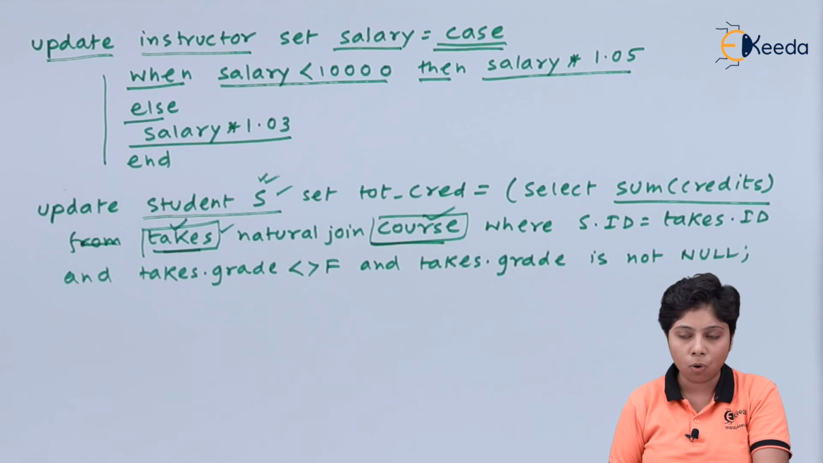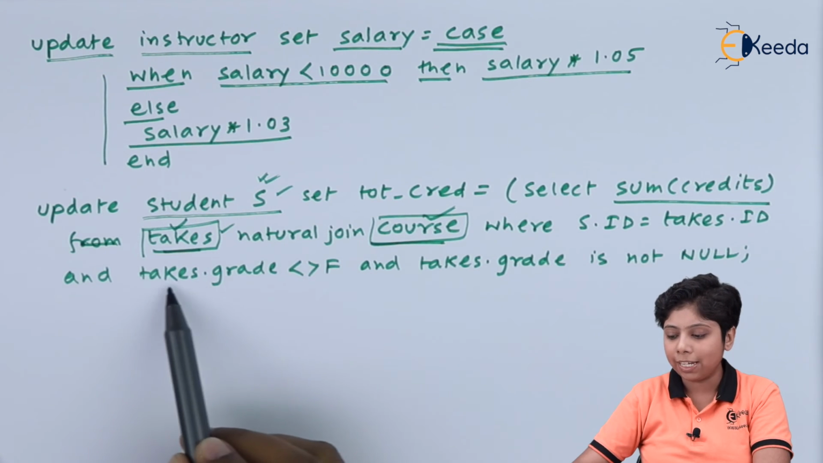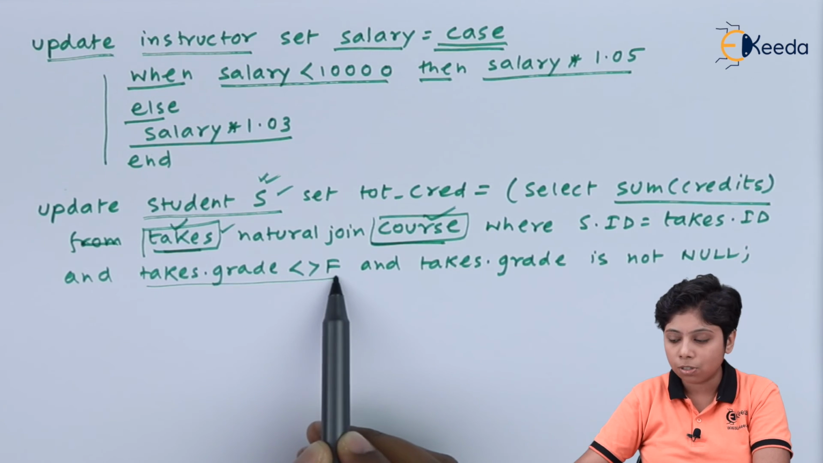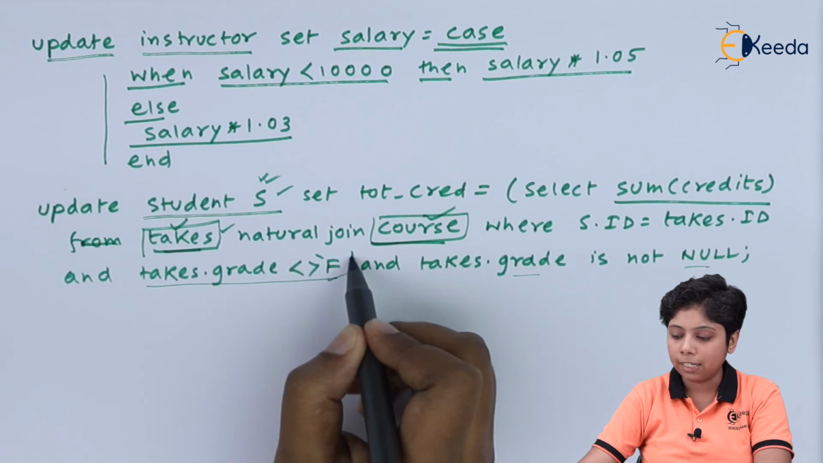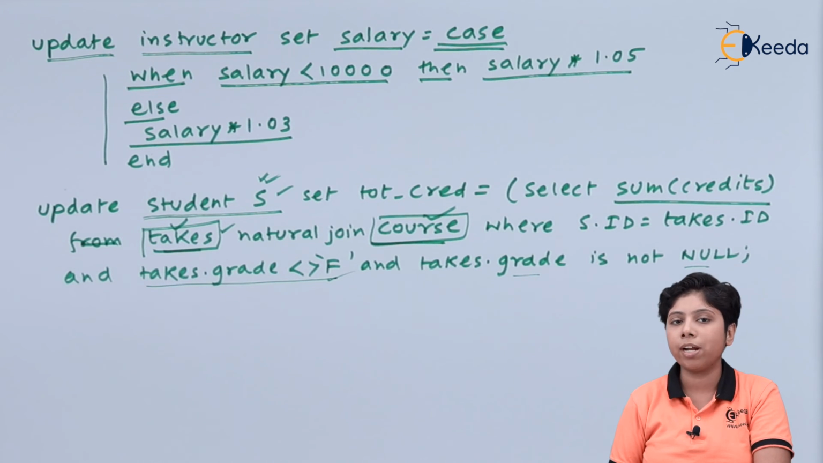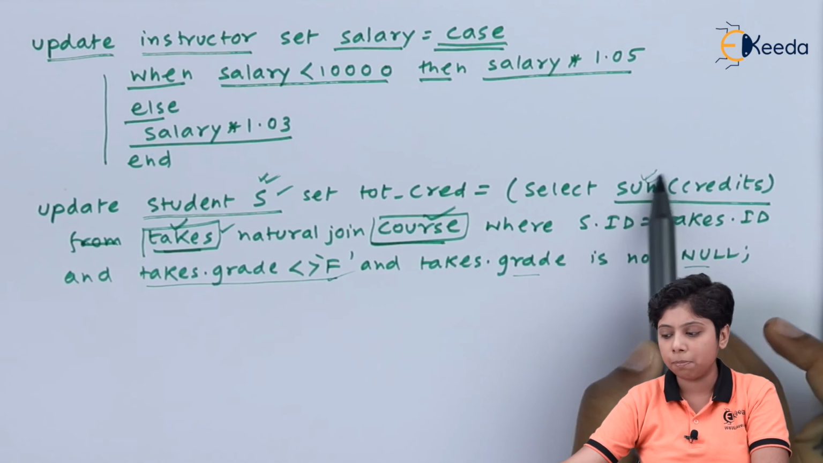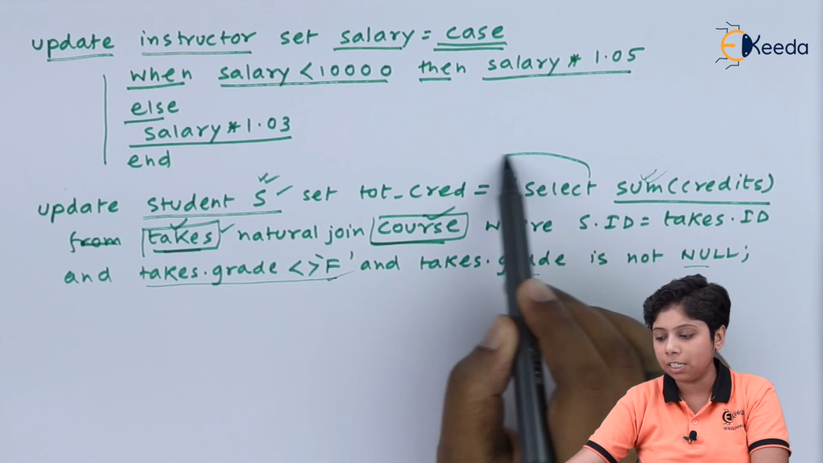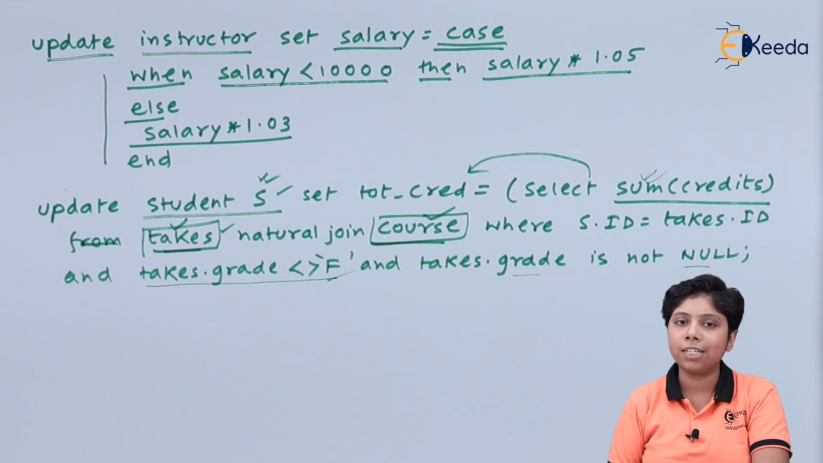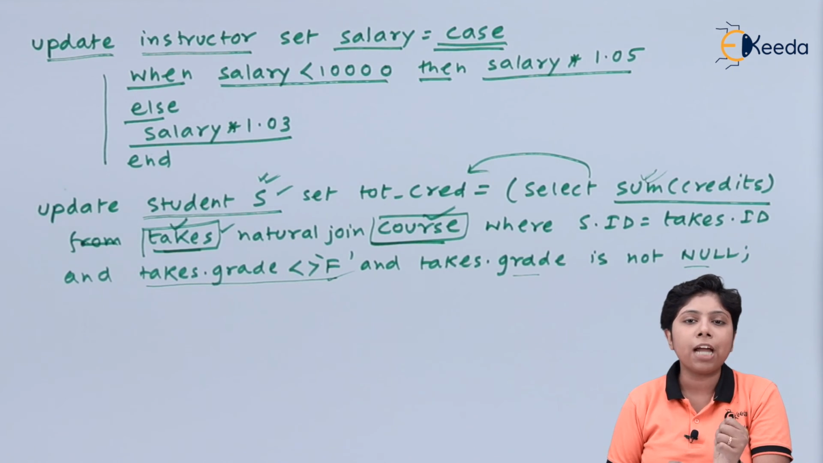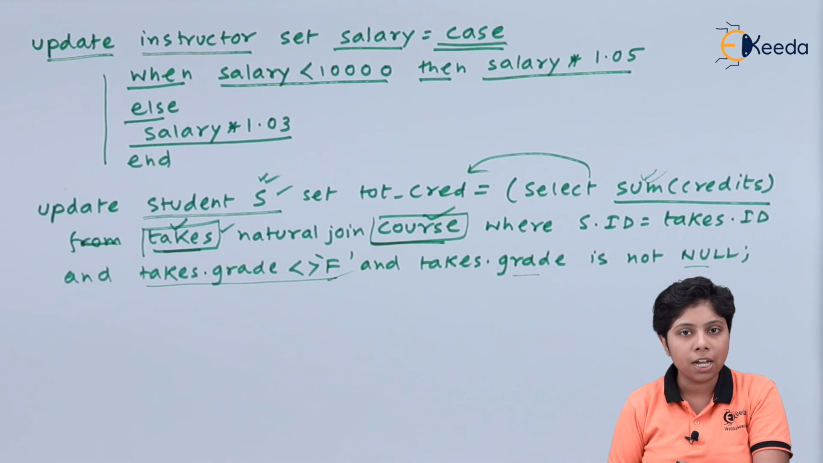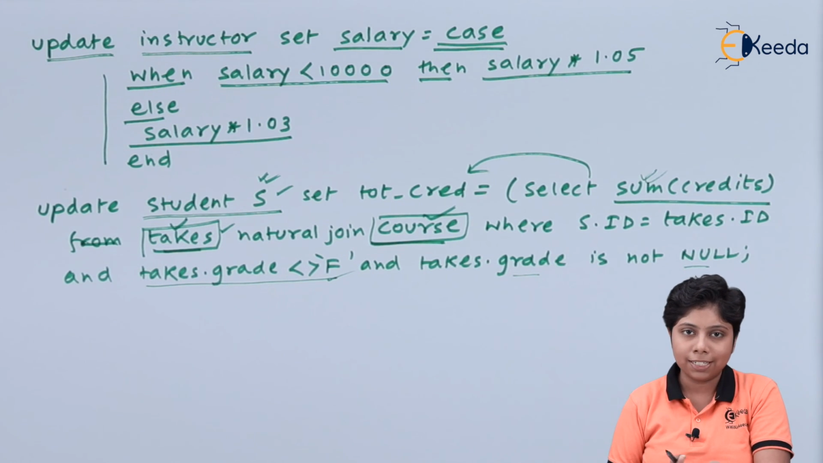Now I want to check that takes.grade is not equal to null and also not equal to F. That means the student has not failed and the grade field is not left null. In that condition I am summing up the credits and then updating the total credit of the student with this query. So we can even update an attribute based on a query. Now we can update an attribute based on the not null and null constraint too. Let us see an example.